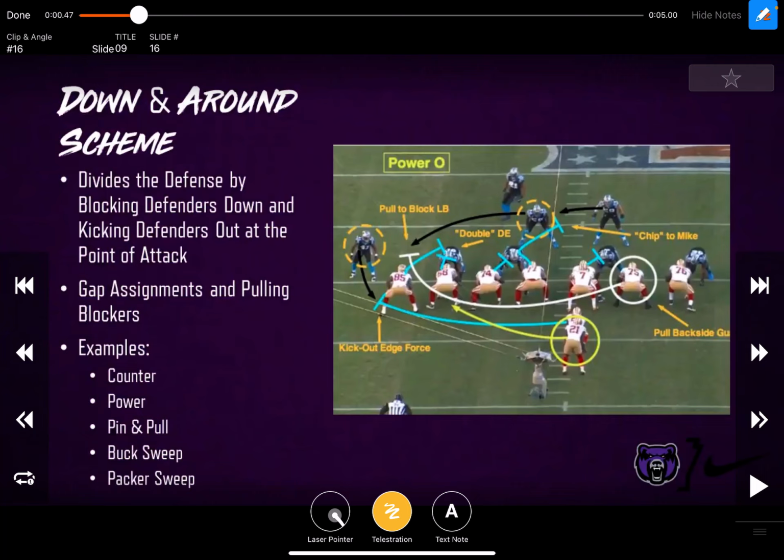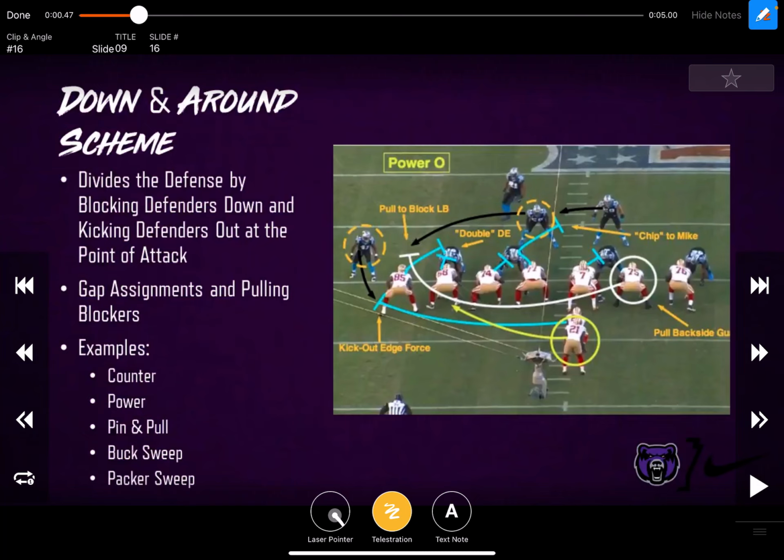But down and around, the big deal is we're dividing the defense by blocking some out, blocking some down, and creating space there. All right, by pulling people around, down and around. All right, examples of this, in football now, and some from before, are the counter play, which we'll see in a minute. The power play, pin and pull is another big one.